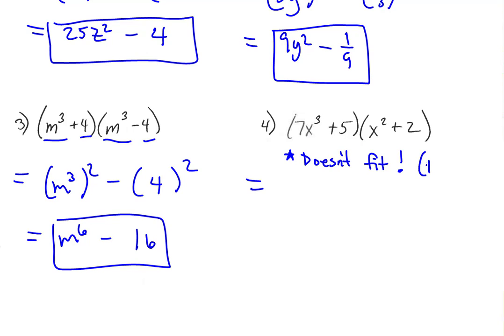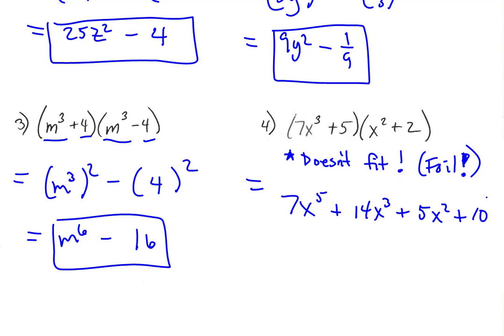which means you have to FOIL this one together. That's the only way to multiply these two together. We have to rely on the FOILing, which does work for the other types too, but those match the special formula. So first times first would be 7x to the 5th. Outer times outer would be plus 14x cubed. Inner times inner is plus 5x squared, and last times last is plus 10. You'll also notice that there are no like terms in this result, which means there's nothing to combine, which means we're done with this.